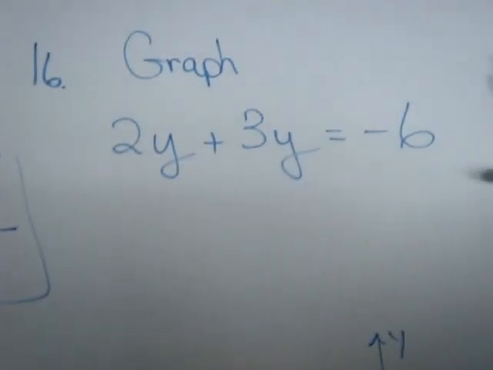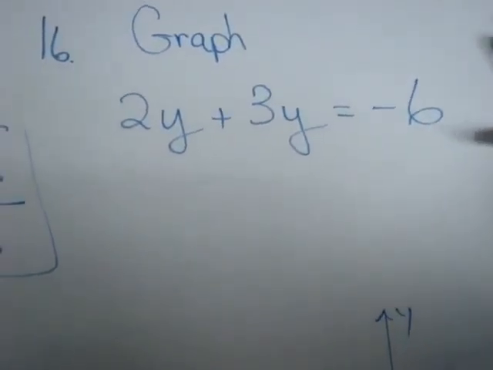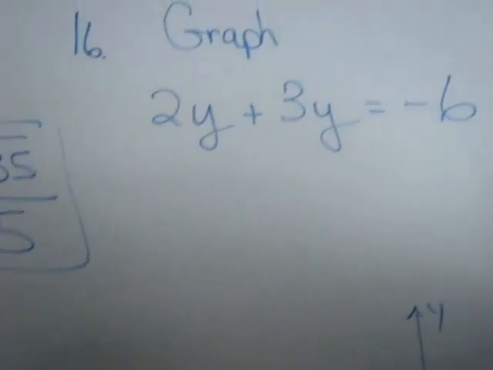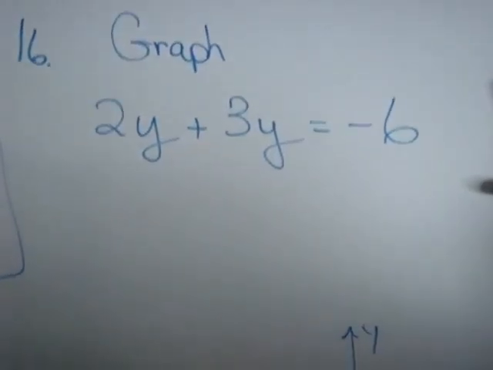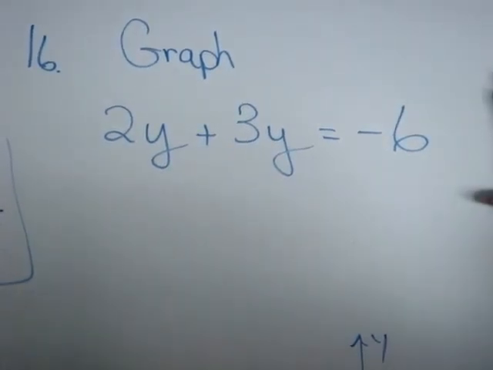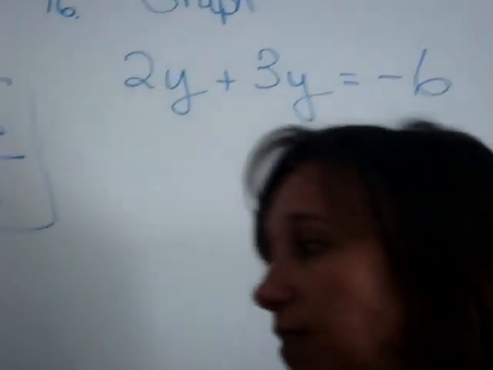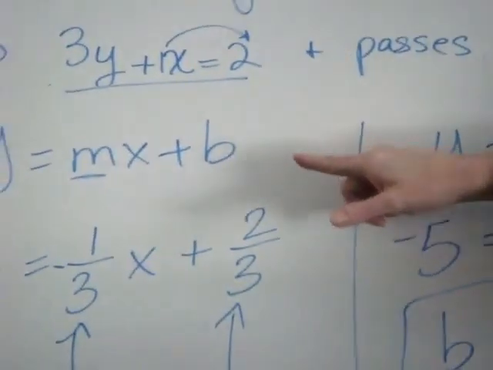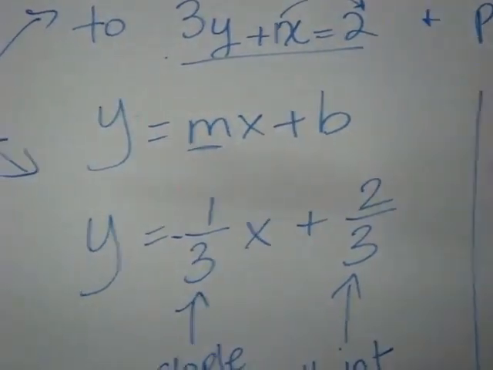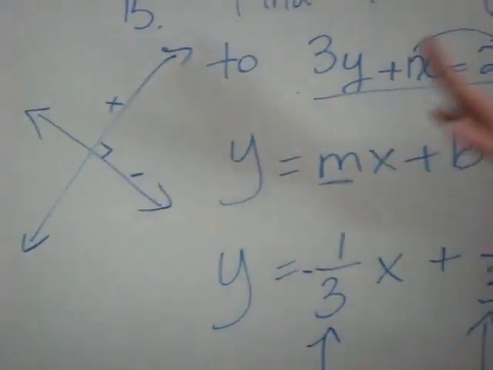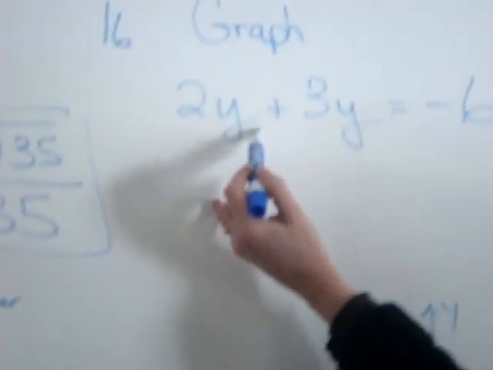Another area that we have trouble with is graphing. I thought y'all had graphing until we did this test, and then I noticed that possibly we don't know how to graph without using a chart. So, graphing, the same thing that we did in number 15, you have to get y by itself and get it in the form y equals mx plus b. Then you can look at it and say, that's my slope, and this is my y-intercept. So, first thing, you have to get the y by itself.